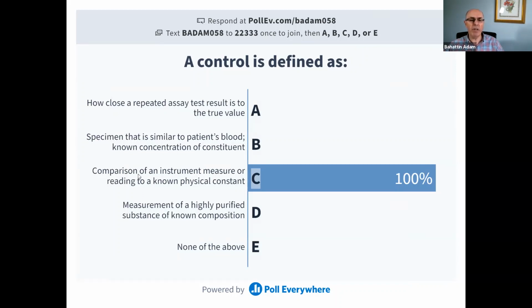Comparison of instrument measure or reading to a non-physical constant with other definitions. Okay, the correct answer is B.